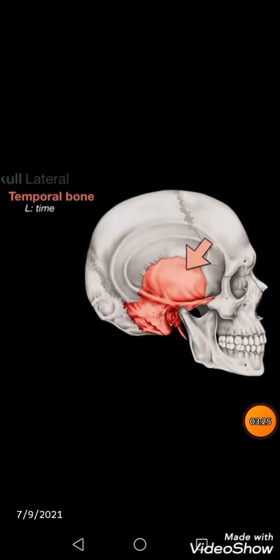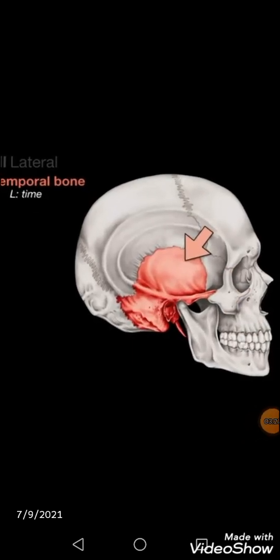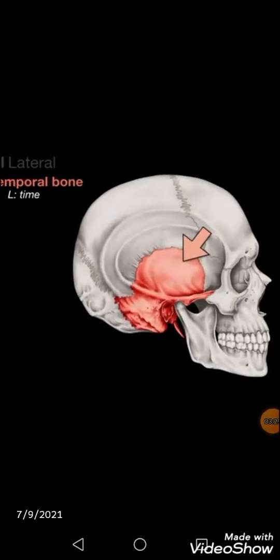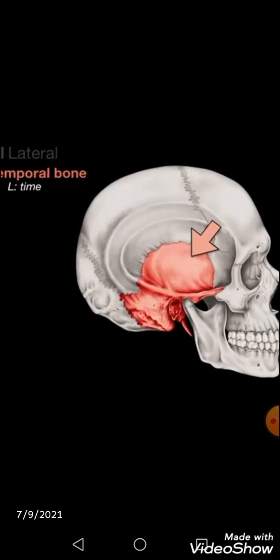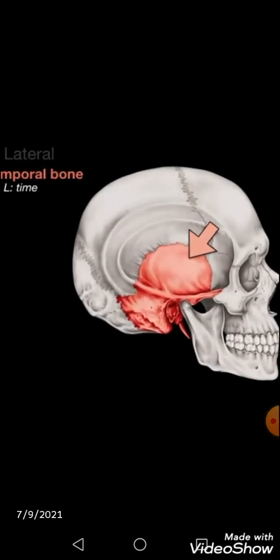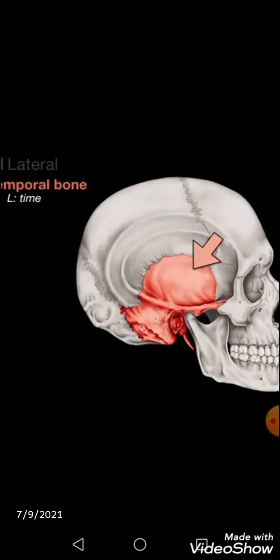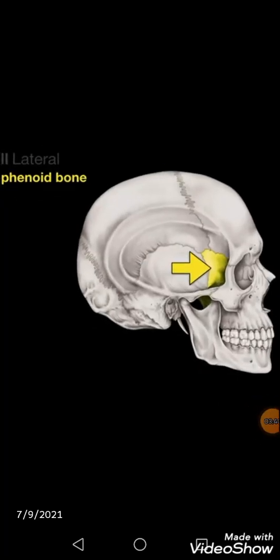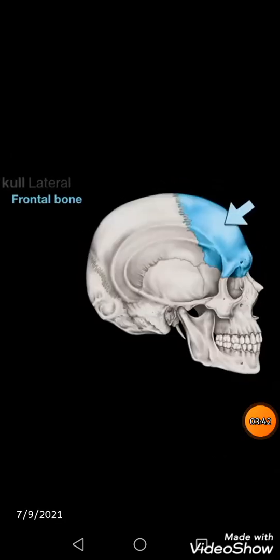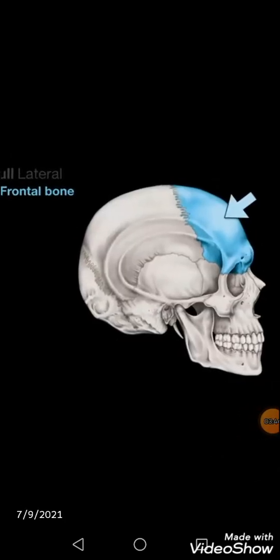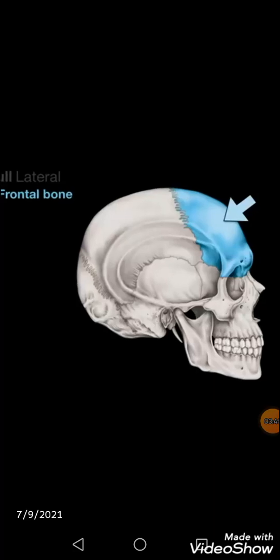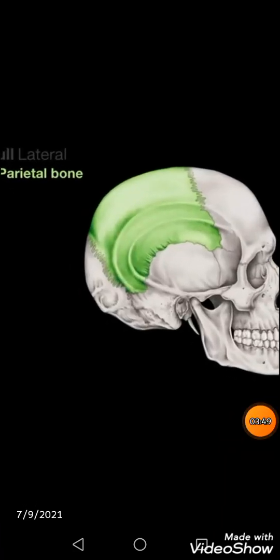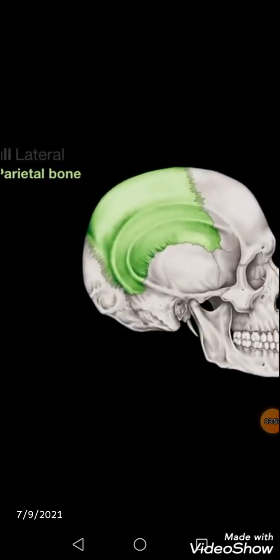See the bones taking part in this norma, the zygomatic bone here. Now visualize the temporal bone, that it is making the zygomatic arch. Its squamous part is there. The mastoid process and styloid process are also a part of the temporal bone. Now see the sphenoid bone. Now look at the contribution of the frontal bone in the norma lateralis. Now the parietal bone, how it is taking part in this norma.